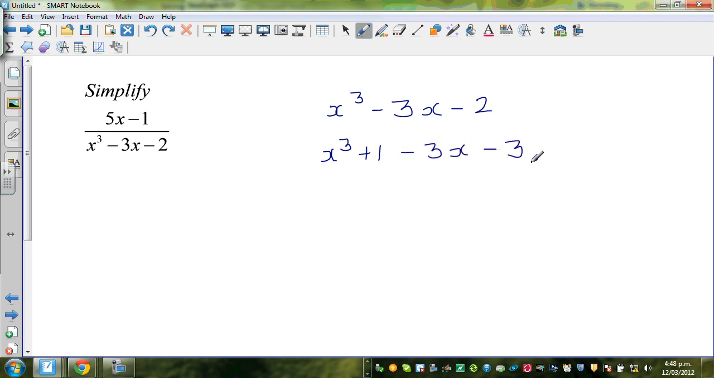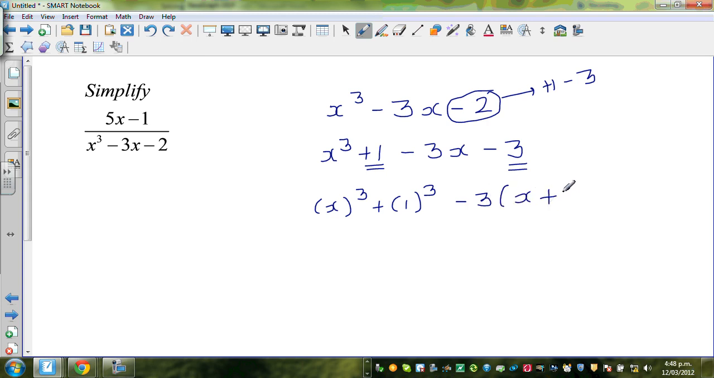What I have done is I have split this minus 2. This minus 2 I have written as plus 1 minus 3. So can you see this plus 1 here and minus 3? The reason is I want to write this as a cube. So the next time I'm going to write this as x cubed plus 1 cubed, and I can factor out a minus 3, so I can write x plus 1.